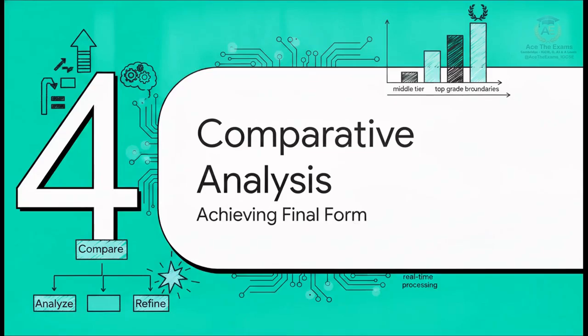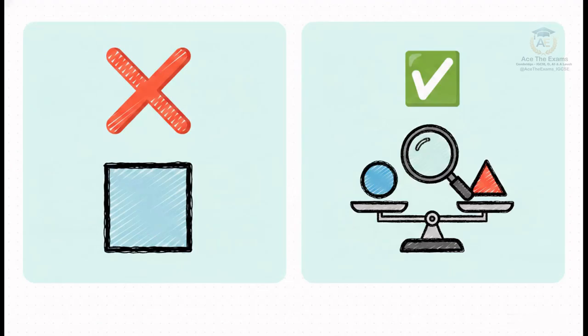Section 4, Mastering Comparative Analysis. This is where we elevate your skills and achieve the final form. Notice the massive contrast between what average students do against the top-scoring candidates. The weak approach, which is what Alex does, is purely descriptive. It just lists isolated facts without linking them to the core scenario. Saying a burglar alarm has a motion sensor is weak. It's too basic.